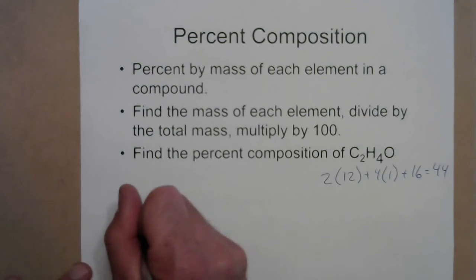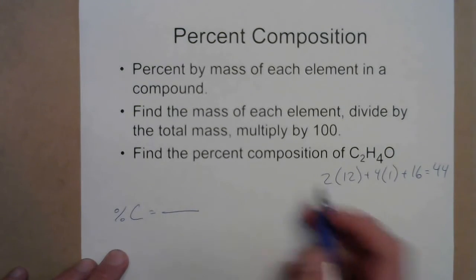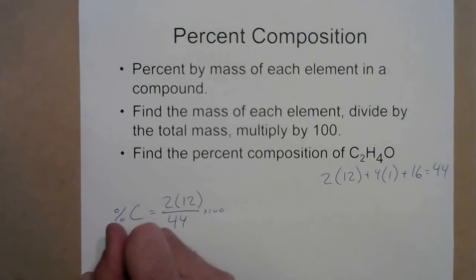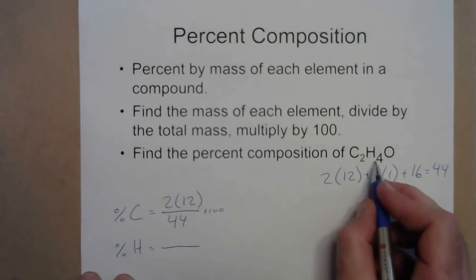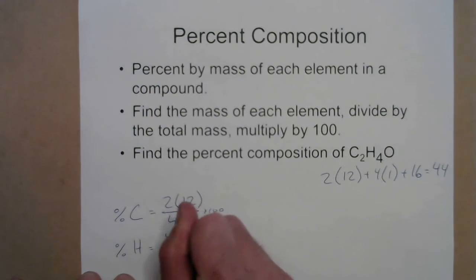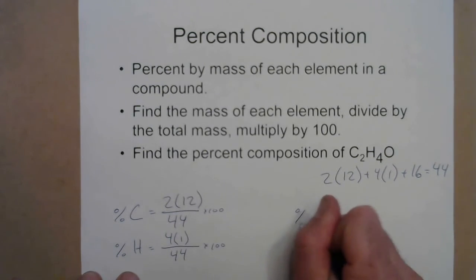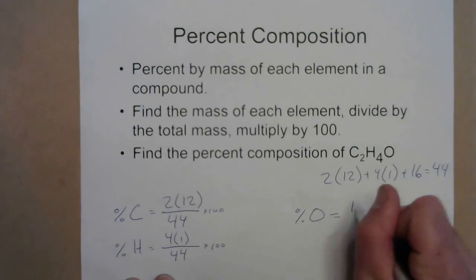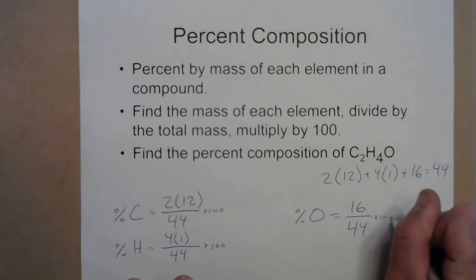And then we'll do the carbons first. So the percent by mass that is carbon is equal to the mass of all the carbons, so 2 times 12, divided by 44, and then times 100. The percentage that is hydrogen will be the mass of all the hydrogens, so 4 times 1, over the total mass, 44, times 100. And the percent by mass that is oxygen is going to be the mass of the oxygens. There's only one oxygen. The mass of oxygen is 16. So 16 over 44 times 100.